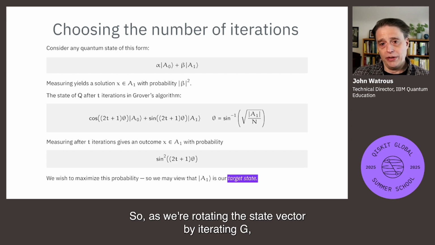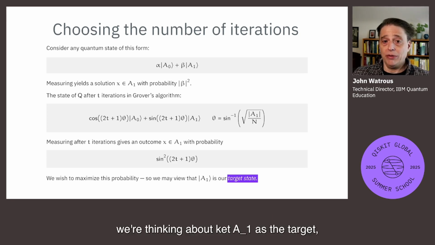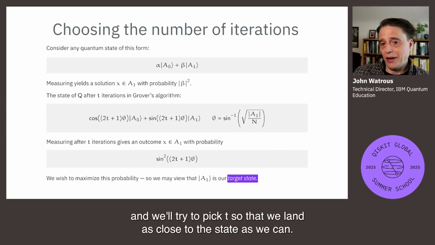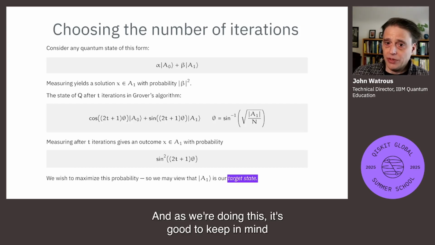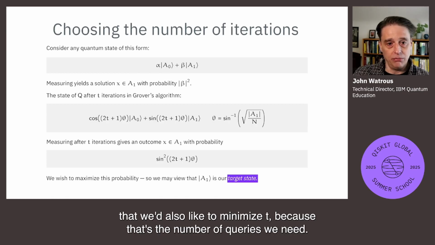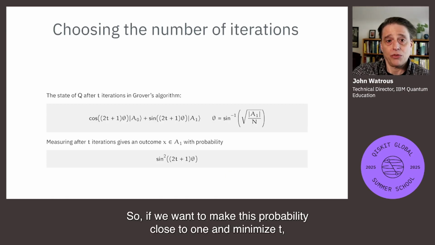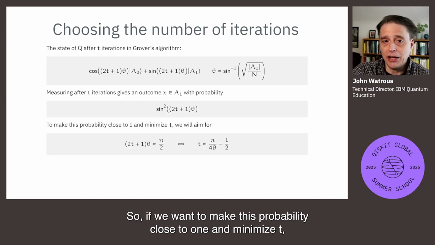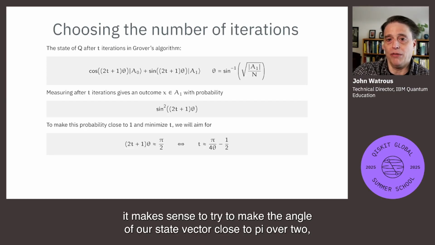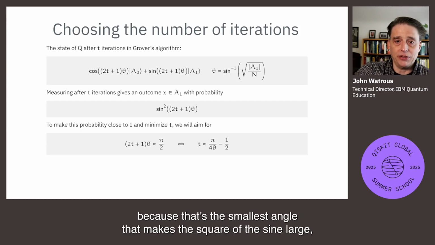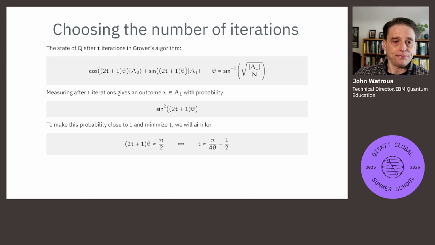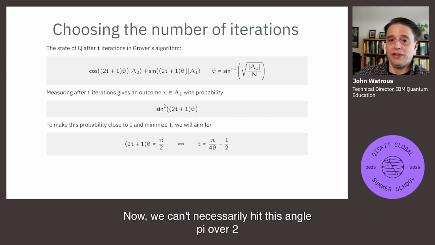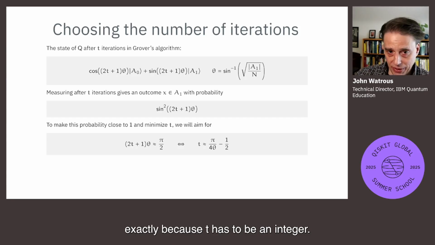So, as we're rotating the state vector by iterating G, we're thinking about ket A1 as the target, and we'll try to pick t so that we land as close to that state as we can. As we do this, it's good to keep in mind that we'd also like to minimize t, because that's the number of queries we need. So if we want to make this probability close to 1 and minimize t, it makes sense to try to make the angle of our state vector close to pi over 2, because that's the smallest angle that makes the square of the sine large, so it's basically our first opportunity to make the probability large as we're rotating the state vector.